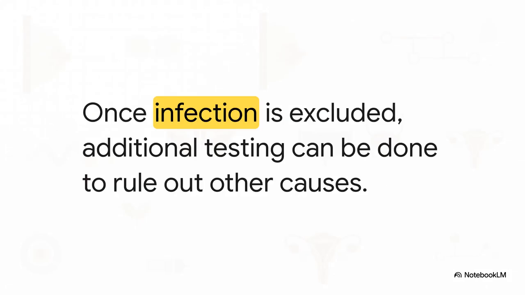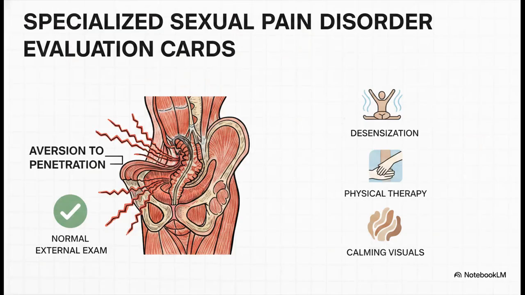A highly testable point. In older patients presenting with acute urinary incontinence or delirium, the immediate next best step is checking a urinalysis and culture. You have to rule out an infection first. For premenopausal sexual pain with an unremarkable external pelvic examination, you're looking at genitopelvic pain/penetration disorder, sometimes called vaginismus. The key management here is desensitization therapy to help relax the vaginal muscle spasms.